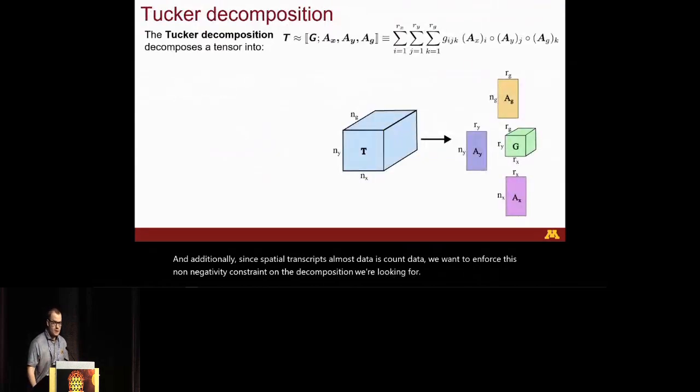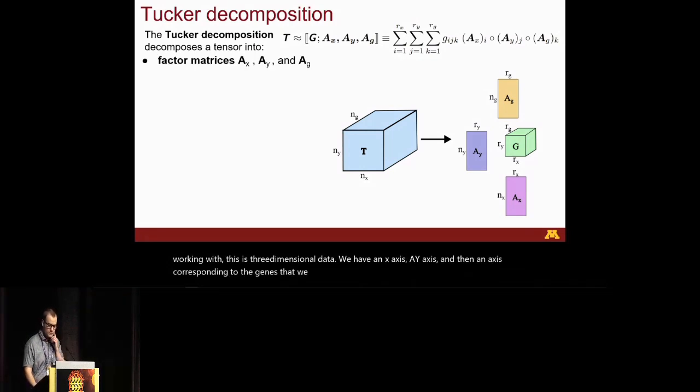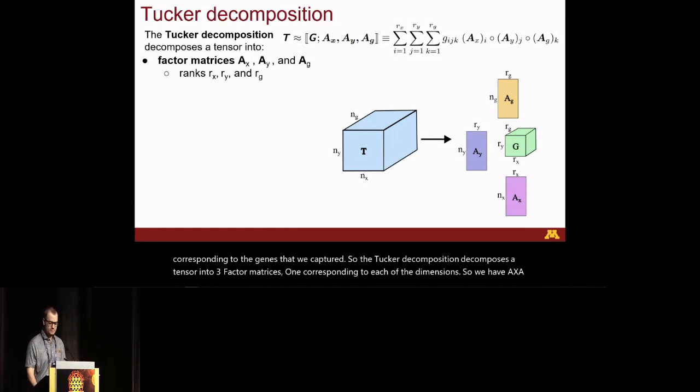Okay, so of course, we need to understand what is the Tucker decomposition. The Tucker decomposition generalizes to tensors of any dimension, but specifically with the data we're working with, this is three-dimensional data. We have an x-axis, a y-axis, and then an axis corresponding to the genes that we captured. The Tucker decomposition decomposes a tensor into three factor matrices, one corresponding to each of the dimensions. So we have AX, AY, and AG.